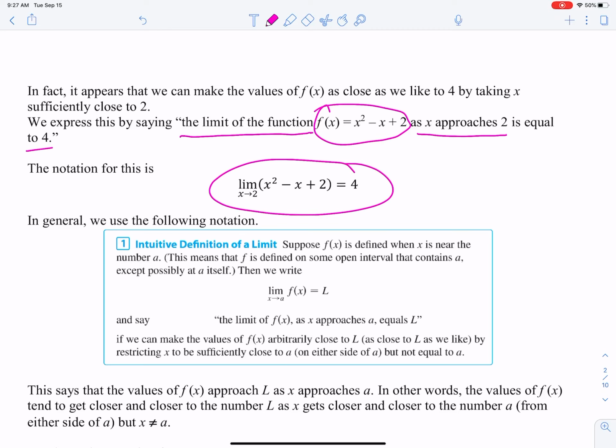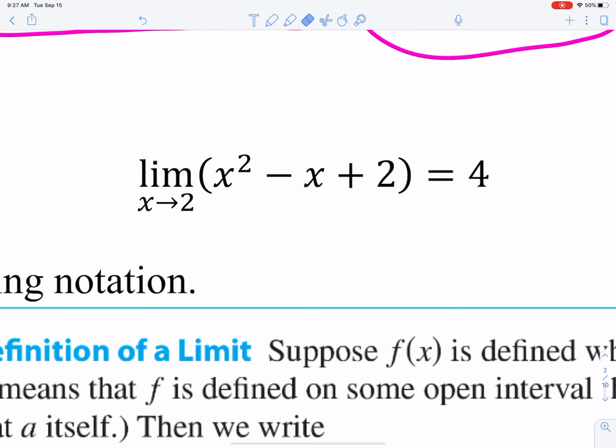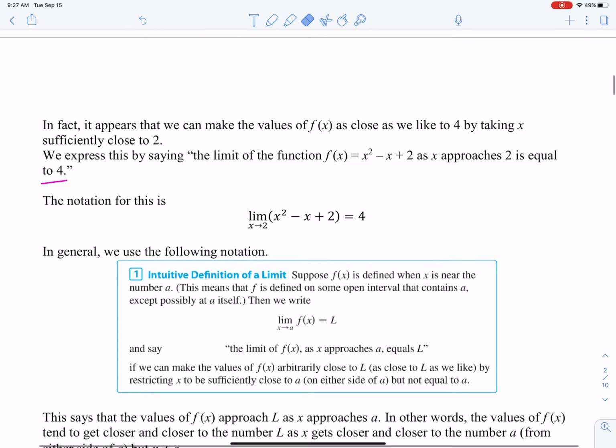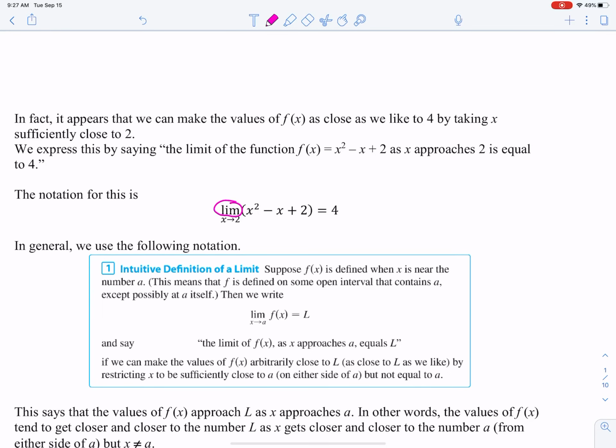You're going to get used to this notation. We're going to be using it a ton throughout the next chapter and the one after that. Okay, so again, let's look at this notation, talk about what it means. Well, let's go piece by piece here. Let's color code it. All right, so the limit, the limit of the function. Of course, there's your function.